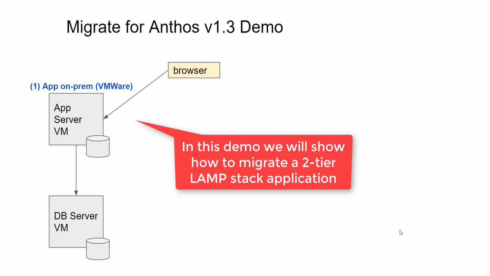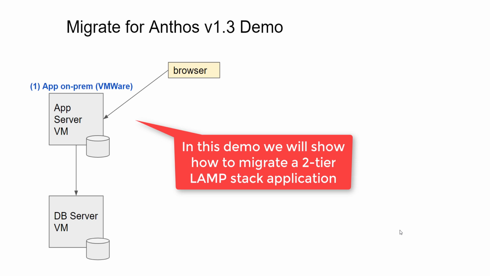This demo shows how a multi-tier application running on VMware on-prem can be migrated and run on GKE containers. It also shows how to update an image using the created Docker file and how to deploy the updated image as part of day 2 operations.